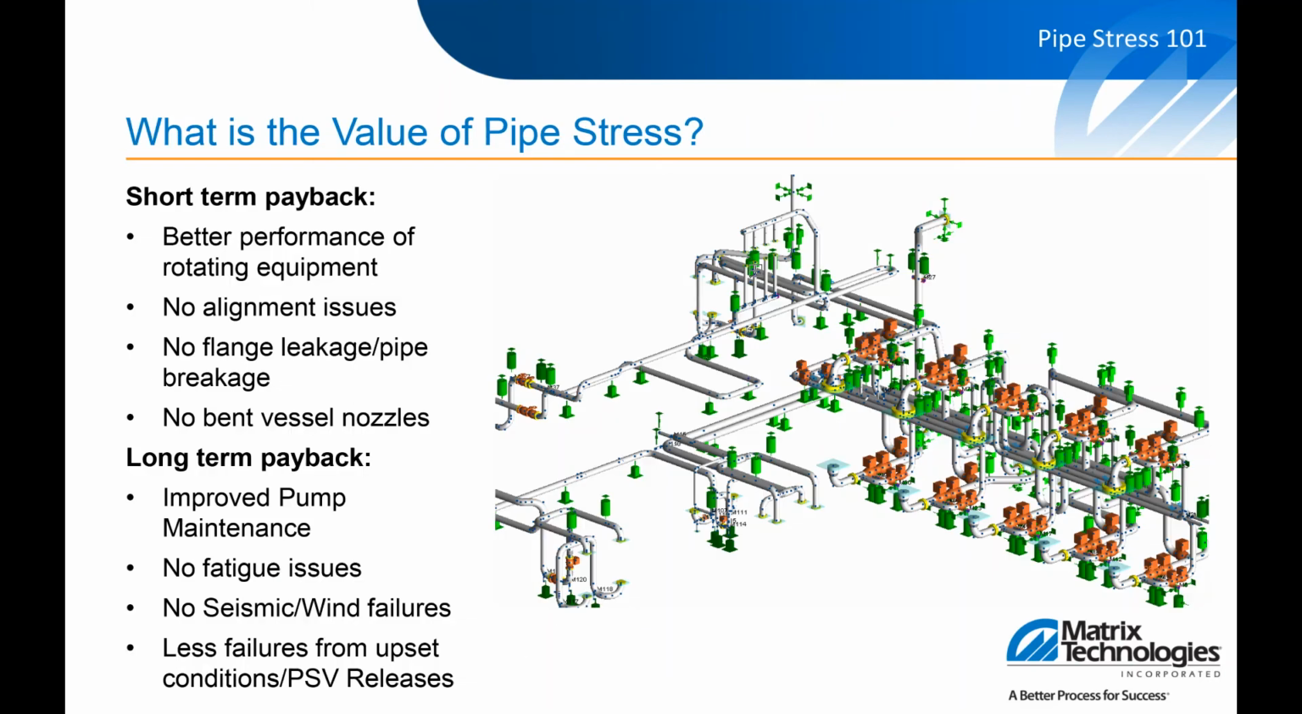So what is the value of pipe stress? Short term, one of the things we see a lot, and a lot of times the first sign there's an overstress in a system, is poor rotating equipment performance, a lot of maintenance, a lot of wear. And this is a sign that there's a loading on this nozzle that's too high. Because if you look at these pump casings, you go, there's no way that 400 or 500 pounds is going to break this pump casing.